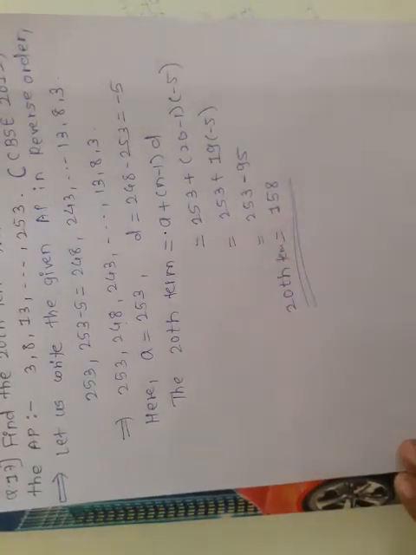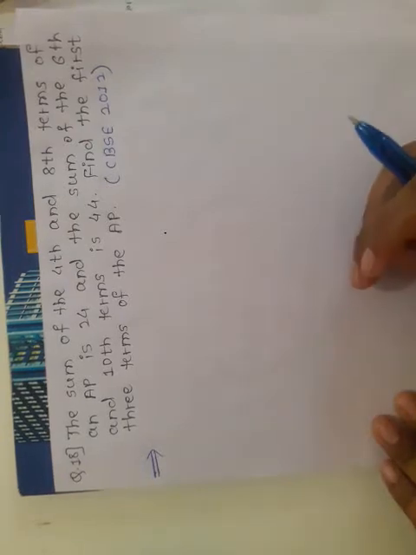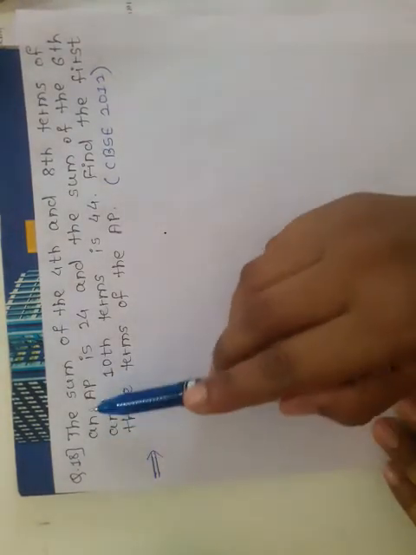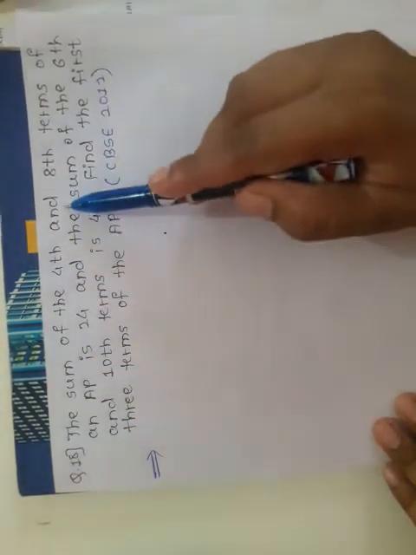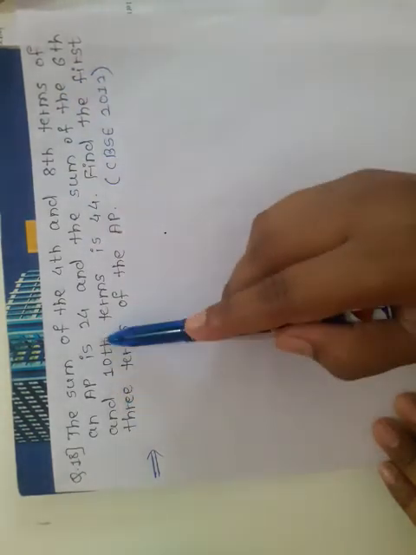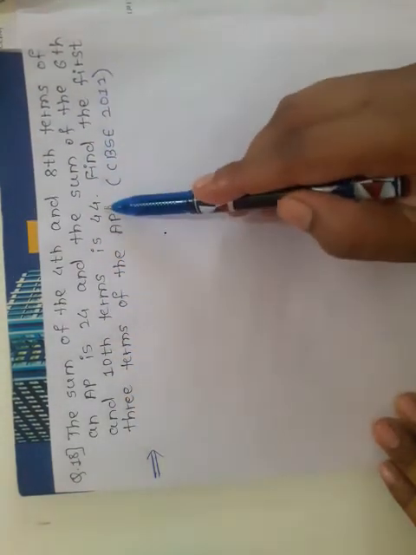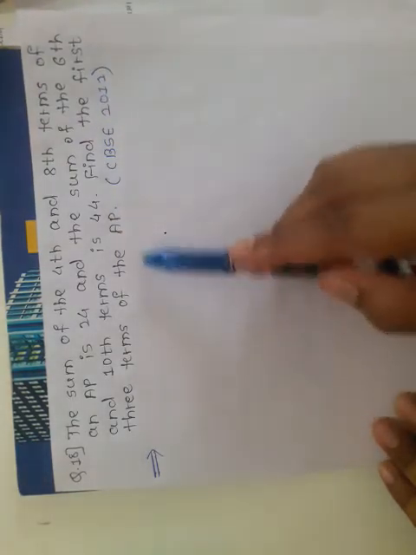So this is all about our question number 17. Now come to our next question, question number 18. The sum of the fourth and eighth term of an AP is 24, and the sum of the sixth and 10th term is 44. Find the first three terms of the AP.